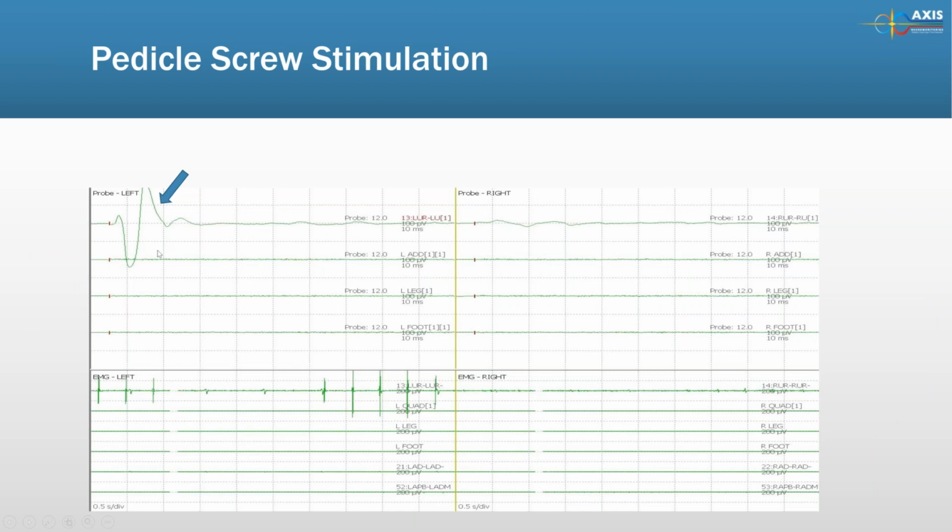So this is just showing a triggered EMG response. We have triggered EMG responses from the upper left and right, and spontaneous EMG on the left side. So when you're doing triggered EMG, you can also see spontaneous EMG on the bottom.